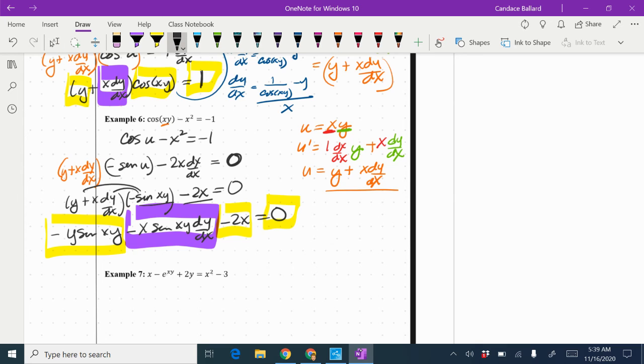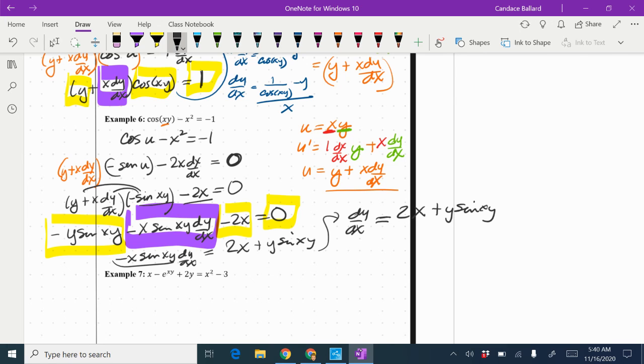All right, then we've got to keep the purple on the left, so negative x sine xy dy/dx equals 2x. I'm adding to the other side, and I'm going to add the y sine xy, and I could do that in any order. And then I'm going to take this and just divide it to the other side. So dy/dx equals 2x plus y sine xy divided by negative x sine of xy. And that's it.